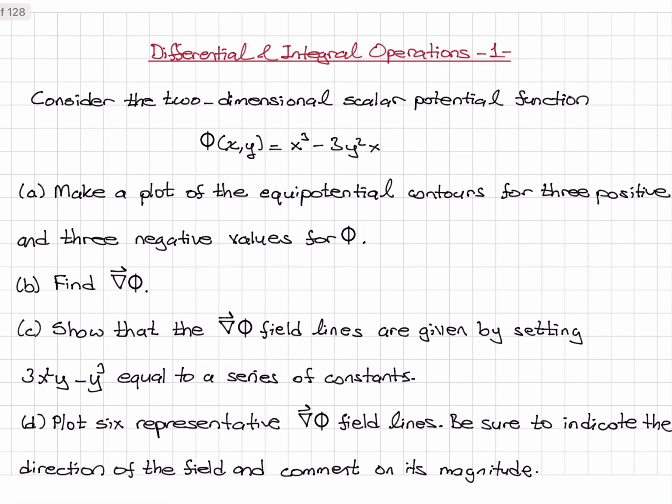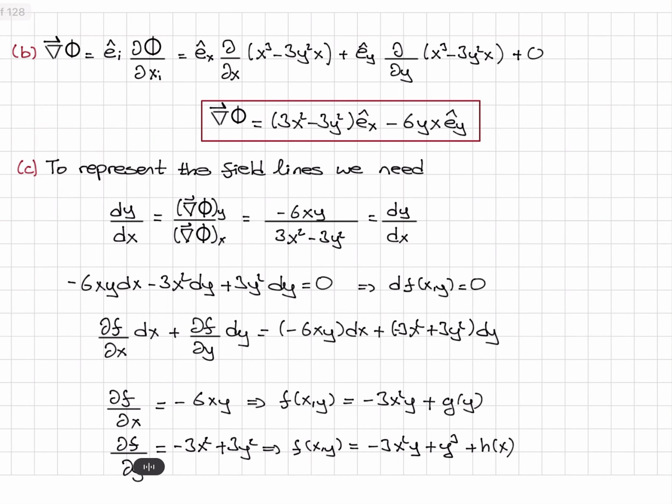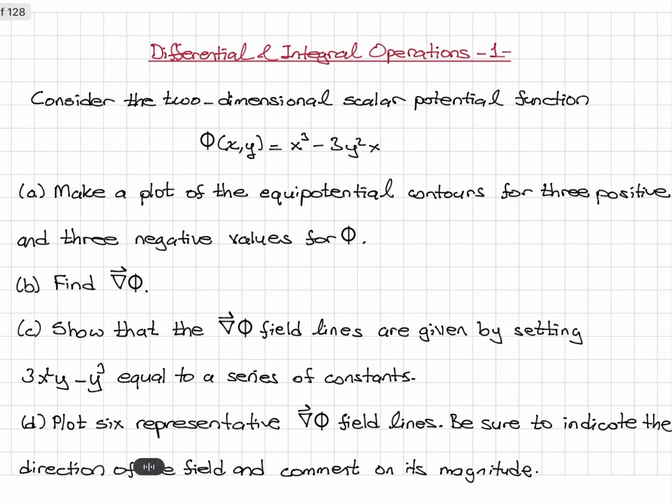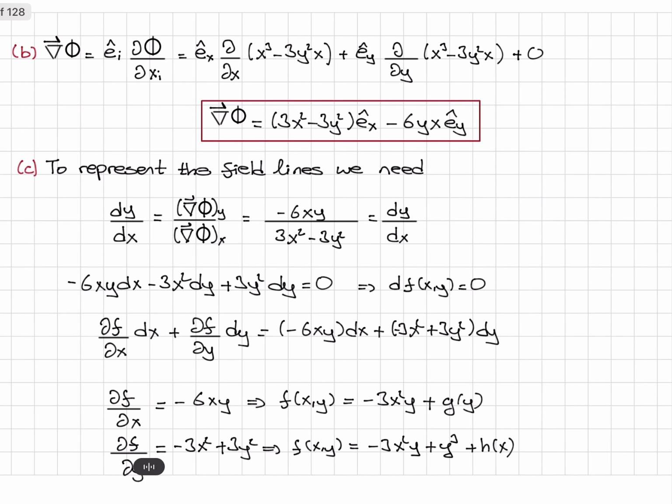And in part B, we calculated the gradient. The gradient operator is e_i hat del del x_i, which is a summation. So it's ex hat del del x plus ey hat del del y applied to this function gives us our gradient. And in part C, we were asked to show that the field lines are given by setting this function equal to a series of constants.